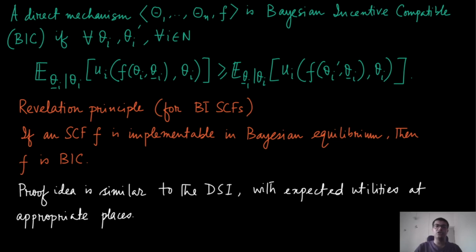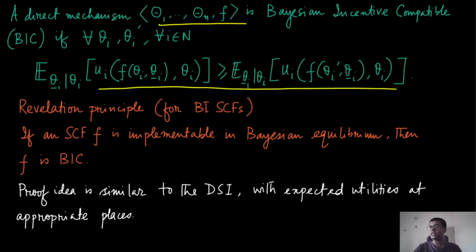Now, like dominant strategy incentive compatibility, we can say that this direct mechanism theta_1 to theta_n comma f is Bayesian incentive compatible if you have the same inequality, but now you are taking the expectation with respect to theta_minus_i given theta_i. So this is the ex interim utility of player i, and that ex interim utility is maximized when player i reveals his type truthfully versus revealing something else, theta_i prime.